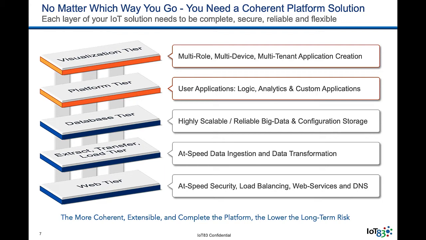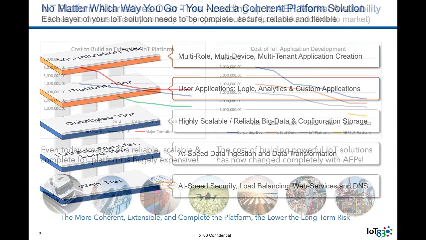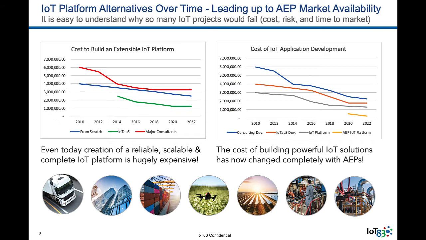Overall, the more coherent, extensible, and complete the platform, the lower the long-term risk, cost, and time to market. If we look at how this has transformed over time, leading up to the availability of application enablement platforms, it's easy to understand why so many projects would fail. Again, this is cost, risk, and time to market.